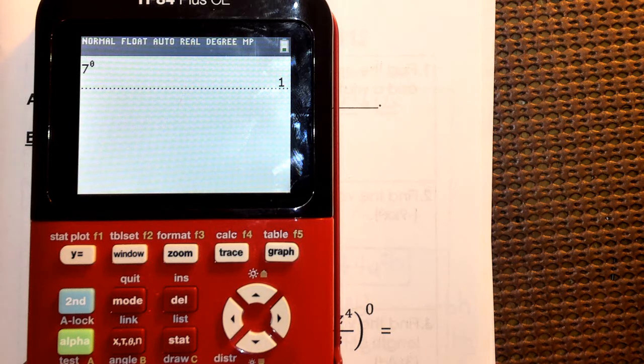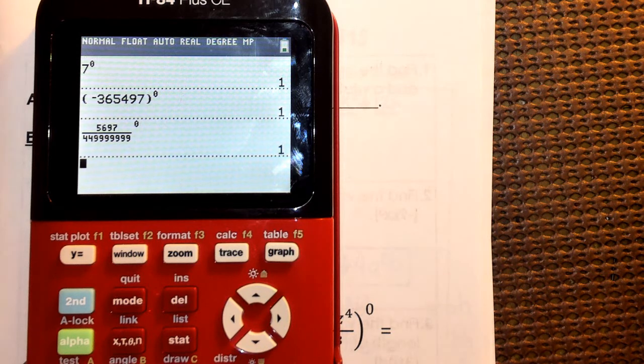Huh. What if I said negative blah, blah, blah to the 0 power? Notice I put it in parentheses. Oh, it's 1. It's not negative 1. Okay, what about alpha y equals? What about that over that? Surely, if I raise that to the 0 power, oh, it's still 1.